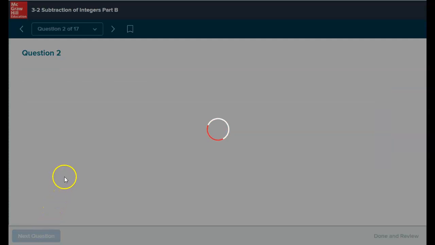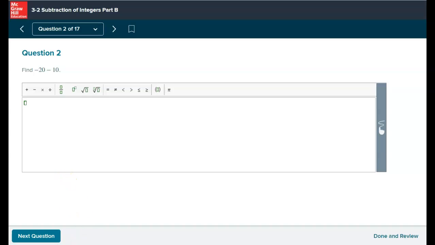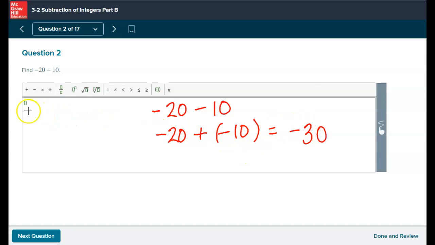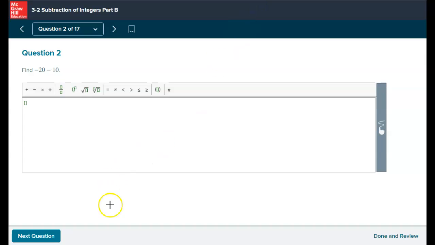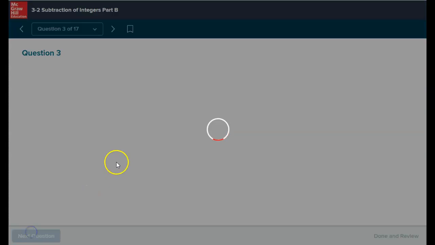Next question. Same thing you're going to do with this one. You would have negative 20 minus 10. You keep, change, switch. Now you have negative 20 plus negative 10, which when you have two negatives, you just add them together and get a bigger negative. So you would type negative 30. Notice I did not type positive for the positive one. You don't want to do that. All right, next question.